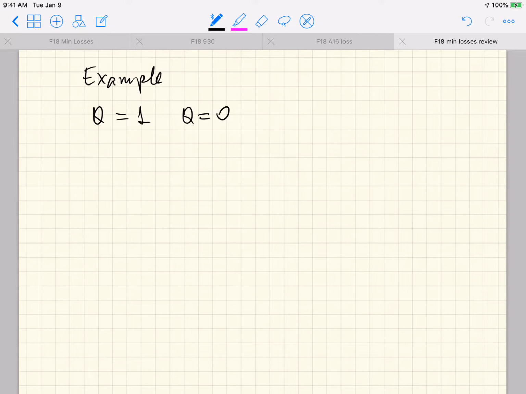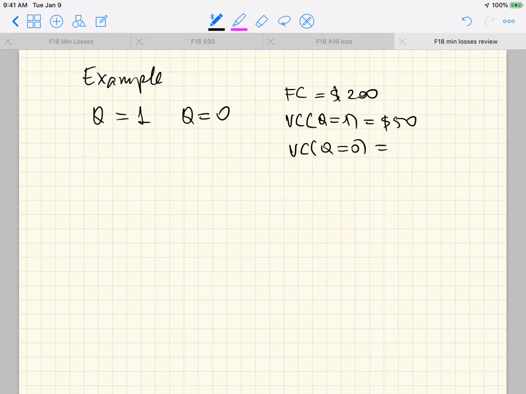And some other numbers, we have fixed costs of $200 per time period, let's say per day. And so this is what you have to pay no matter what, right? That's the nature of fixed cost. And then we have variable cost. And variable cost, when Q is 1, is $50. So if you choose to take an order and run your truck, you will spend $50 probably on gas. But if you keep your truck idle, so Q is 0, your variable cost will be 0.